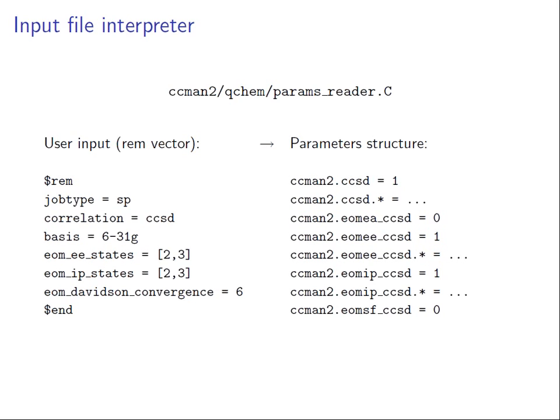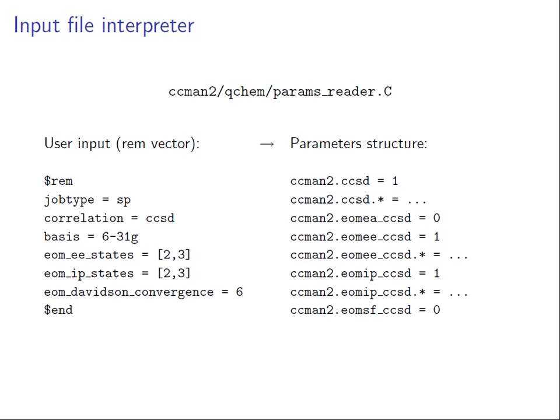The value is interpreted as we want 2 states of the first irreducible representation and then 3 states of the second irreducible representation. So suppose this is a molecule that has Cs symmetry, so we would compute 2 states of the A prime irrep and then 3 states of the A double prime irrep. Then an additional keyword that I put here just for illustration is how we want to change the convergence criterion for the Davidson procedure. So instead of whatever the default is, we use 6, which means that the norm of the residual should fall under 10 to the minus 6 in order for EOM to converge.